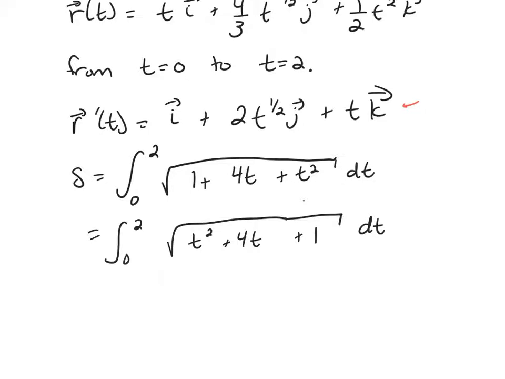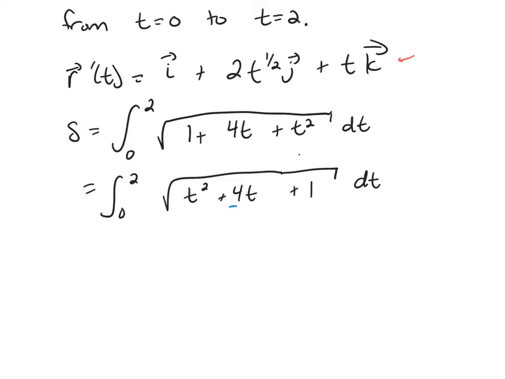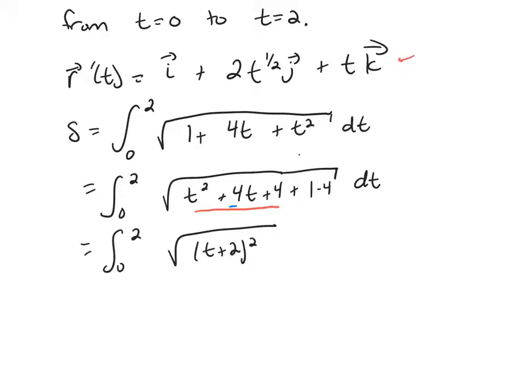And then I'm going to complete the square inside of the square root. So I take half of 4, that's 2. And then I square it, so that would be 4. So I need a plus 4 here, but to balance that out, I'm going to put a minus 4 there so that it stays the same. And now if I factor this first part here, it'll factor into t plus 2 squared minus 3.